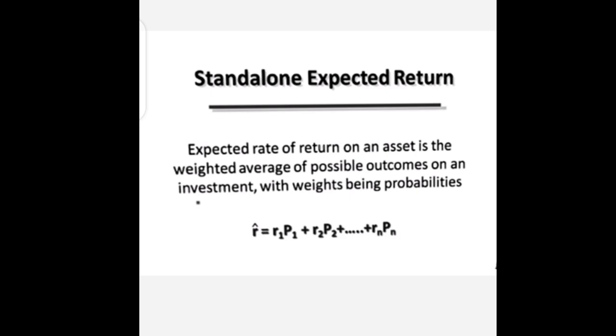weights being probabilities. So R cap is the expected rate of return, which we can find out using R1 P1 plus R2 P2 plus up to Rn Pn, which means we can sum up all the probabilities with the actual rate of return. R1 is the actual rate of return, P1 is the probability that will be assigned to that return. If we will sum up all these probabilities by multiplying it with actual return, then we will come to an expected rate of return, that is R cap.